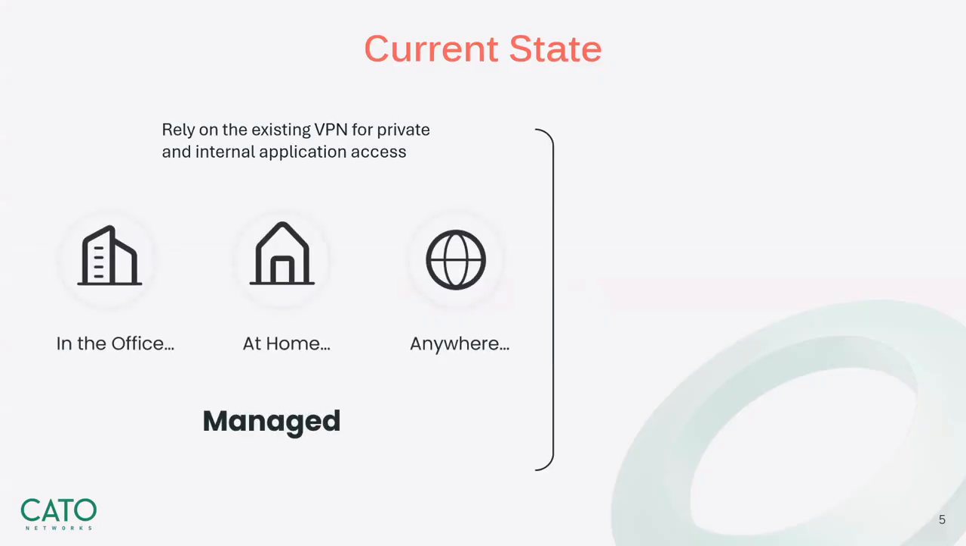Now, let me talk about the current state. The current state is we have managed users. Those managed users are working from office, from home, from anywhere. So these are managed laptops. When I'm talking about managed users, these are managed laptops or desktops, which again rely on VPNs of the world. So if I'm at home, I connect VPN and I get access to some internal applications. Well, there are some pluses and minuses of the VPNs. I'm just talking about what the current state is.